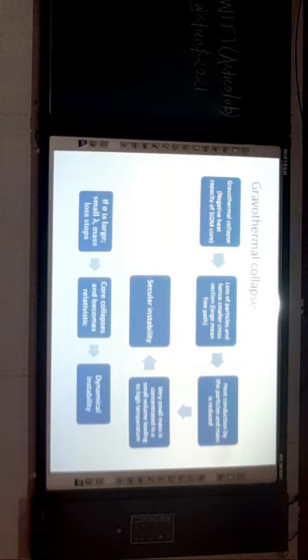So in gravothermal collapse, we have loss of particles because the collapse happens, and we have a smaller cross section of the interacting dark matter particles. So at a time the heat conduction by the particles will stop. Also the mass will be reduced, and now we have a very finite mass concentrated in a very small volume and at a very high temperature. This will give rise to secular instability. Now secular instability is not favorable for producing very massive black holes.